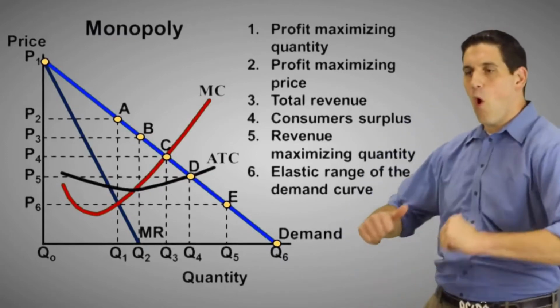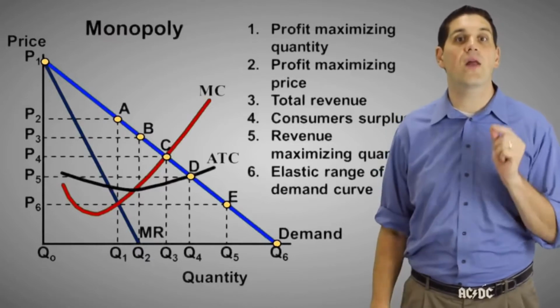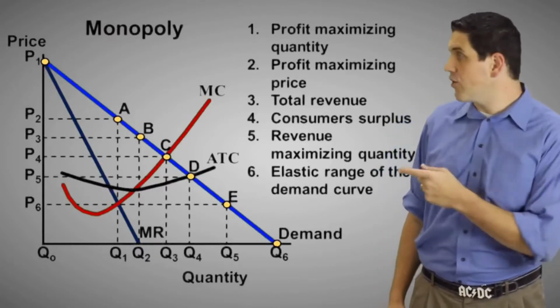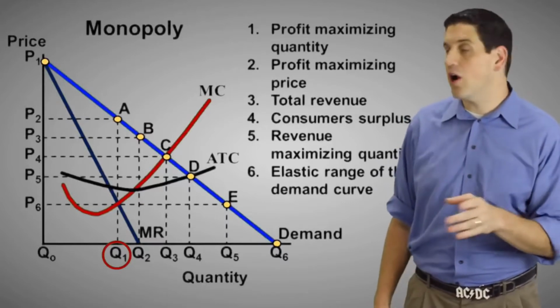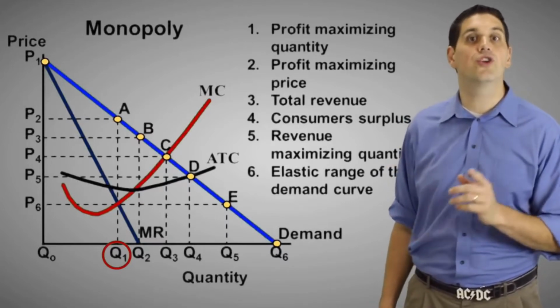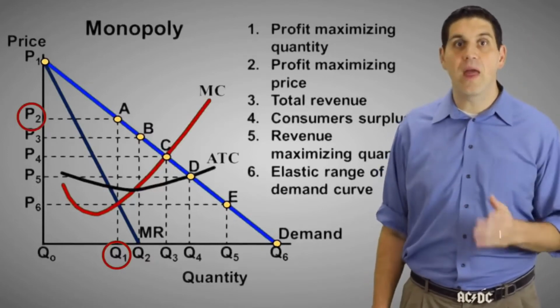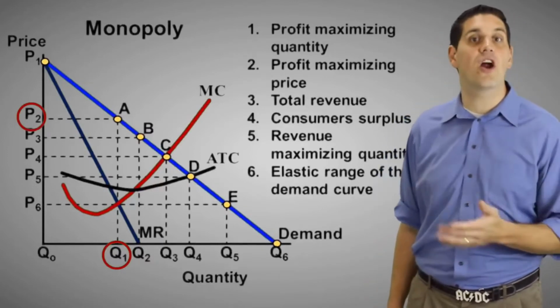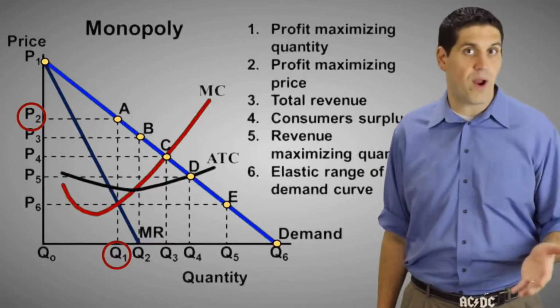To figure out the profit maximizing quantity, you do what you do for all firms. You find where MR hits MC. And on this graph, it's right here at Q1. But the price is not P6. You don't charge the price where it hits the marginal revenue. You charge what people are willing to pay, which is up here at P2. So for a monopoly, they produce where MR equals MC, and they charge a price up the demand curve, which is right there at P2.